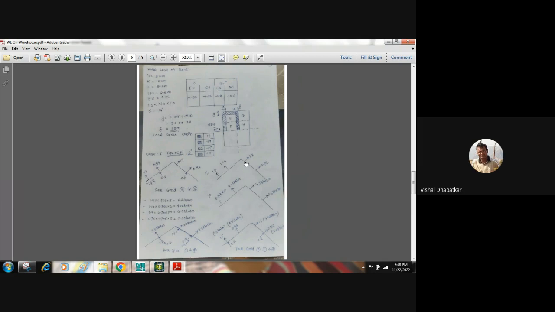And then the third case we have to prepare is CPE plus CPI when the wind is acting in 90 degree.